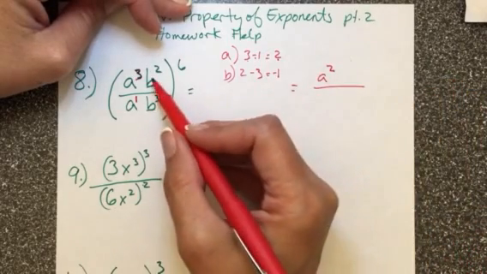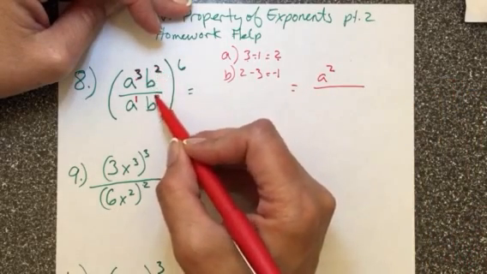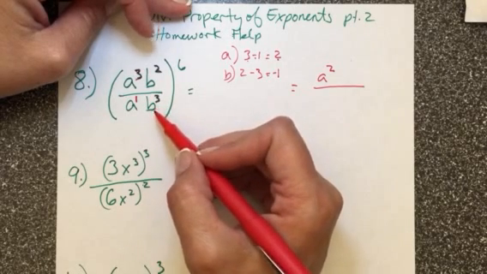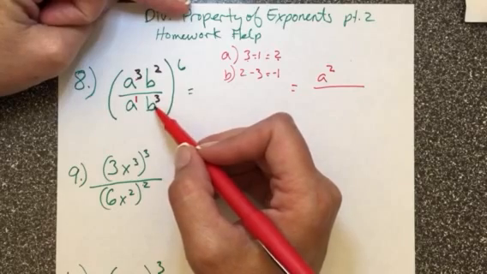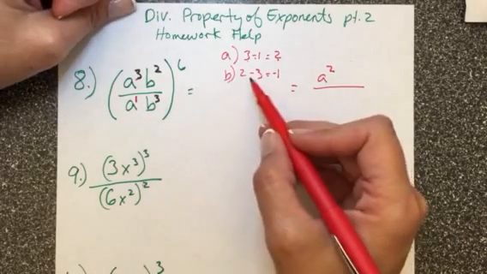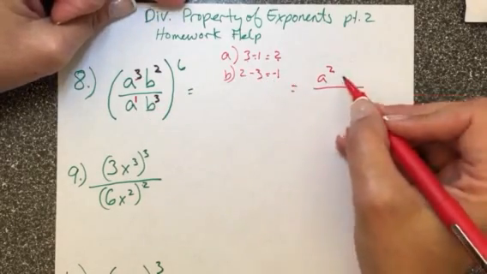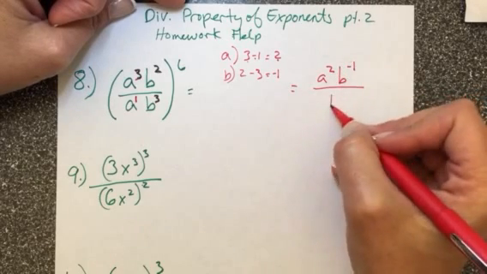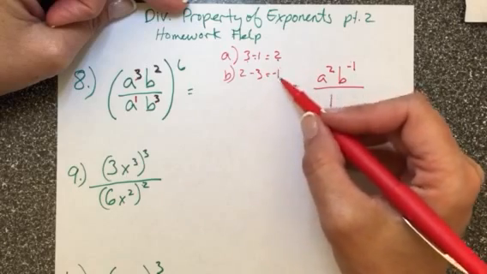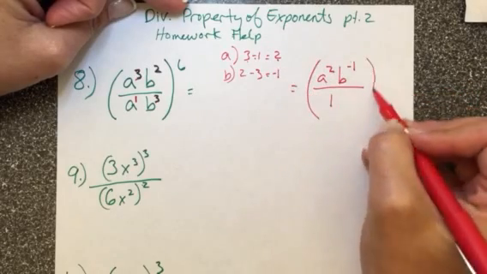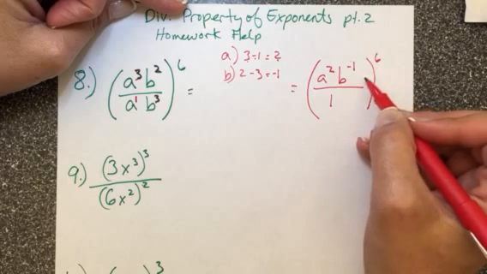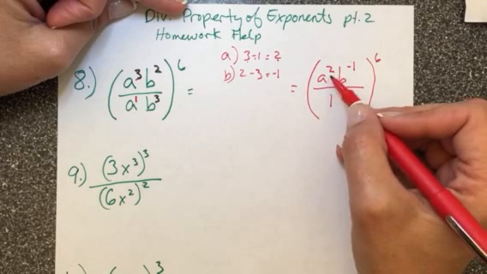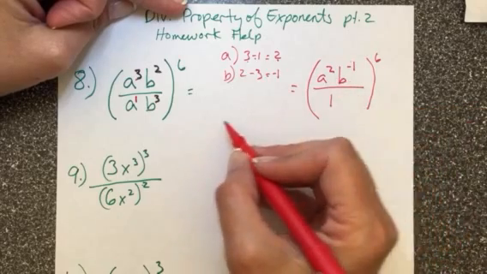And then for b's, I have a 2 in the numerator and a 3 in the denominator. I already can see I'll have a negative exponent because my bottom exponent is larger. So 2 minus 3 is in fact negative 1. So I have a b to the negative 1 over 1. This tells me what I'm having in my numerator, all to the 6th. So it's basically a squared over b to the 6th.